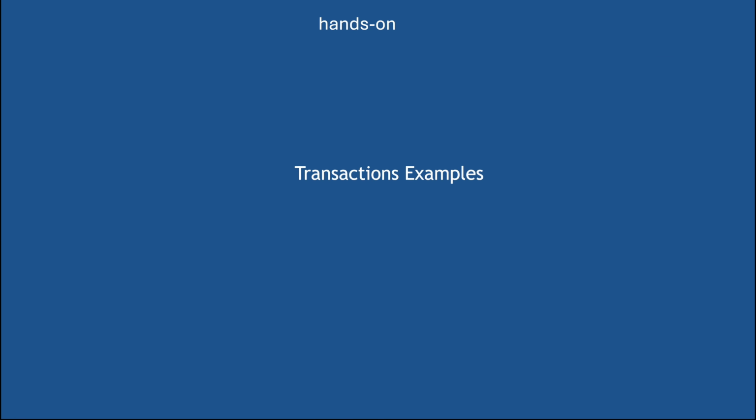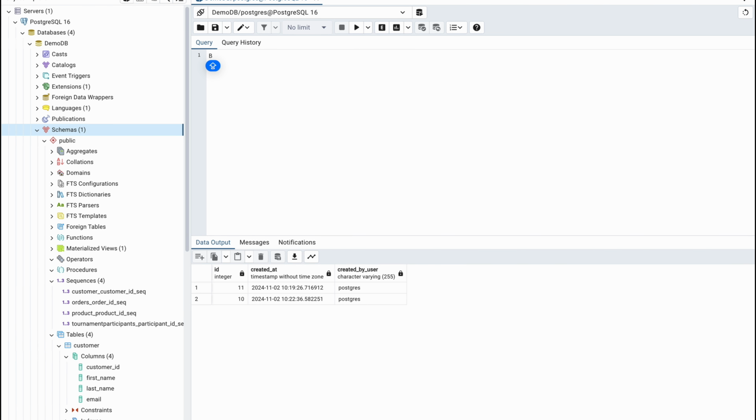Let's move ahead and watch some hands-on, and let's write some code for transactions. For the transaction, we will start with begin and we end with the commit statement over here. You can also give your transaction name using transaction and then the name, but I will just keep it simple for now.